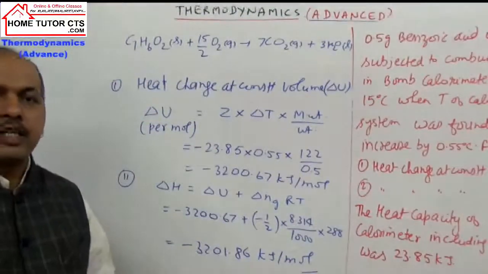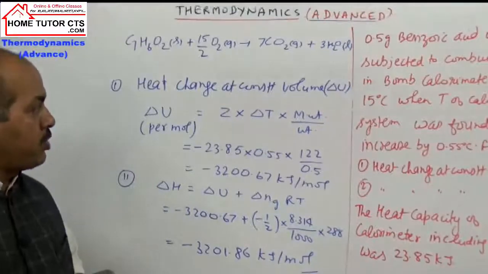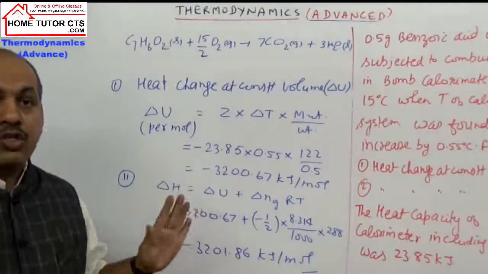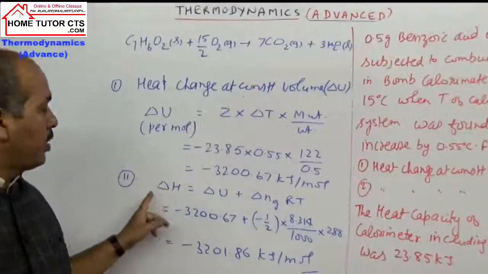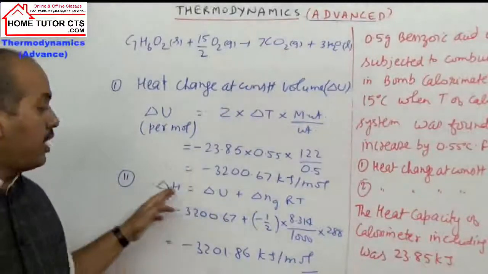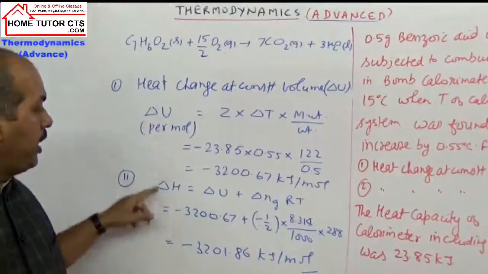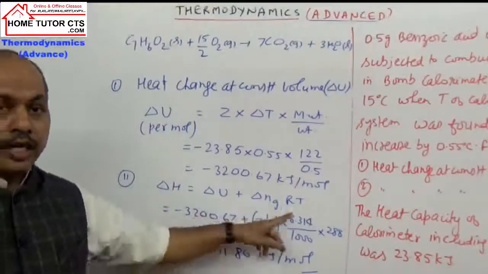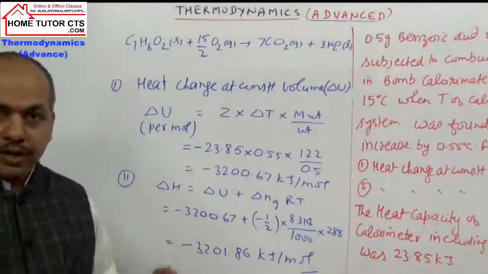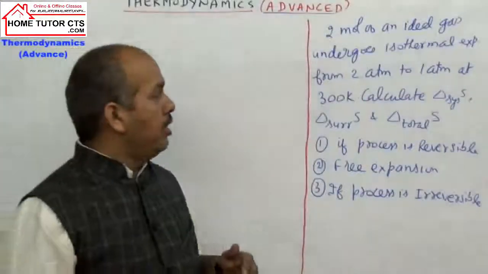So when they ask for heat change in a combustion reaction at constant volume, they are asking delta U, and the heat change at constant pressure they are asking delta H. Delta H and delta U we can relate by this expression. Okay, so now write the next question.